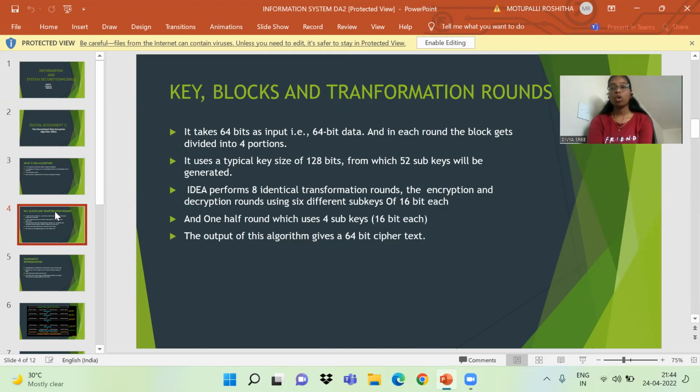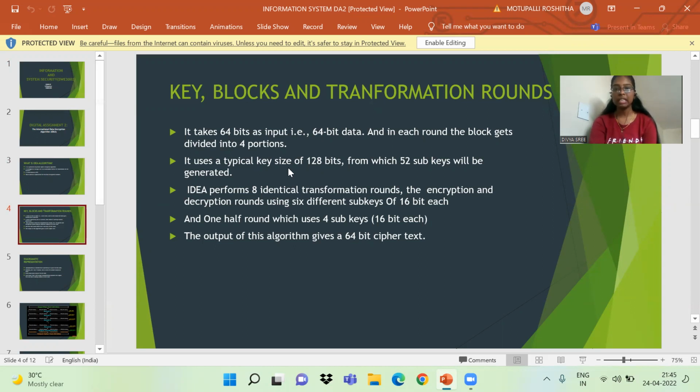Coming to the key blocks and transformation rounds. In this algorithm, we will be having keys, blocks, and transformation rounds. Usually, we will give 64 bits as the input. In each and every round, the block gets divided into 4 portions. That is, 64-bit data is divided into 4 blocks, each of 16 bits in size. And it uses a typical key of 128 bits.